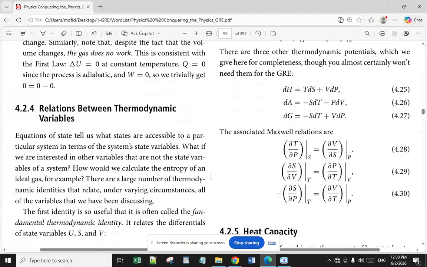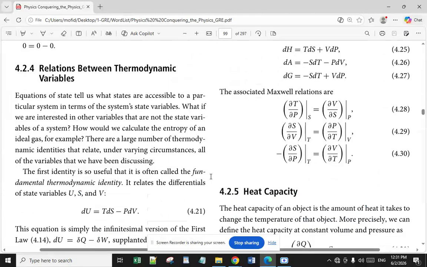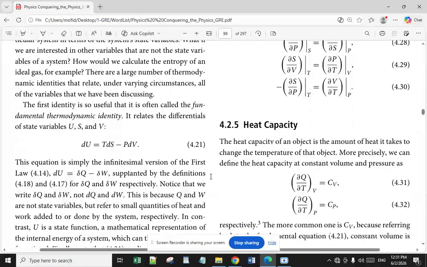There are a large number of thermodynamic identities that relate, under varying circumstances, all of the variables that we have been discussing. The first identity is particularly useful, and is often called the fundamental thermodynamic identity. It relates the differentials of state variables U, S, and V. dU is equal to TdS minus PdV. This equation is simply the infinitesimal version of the first law.